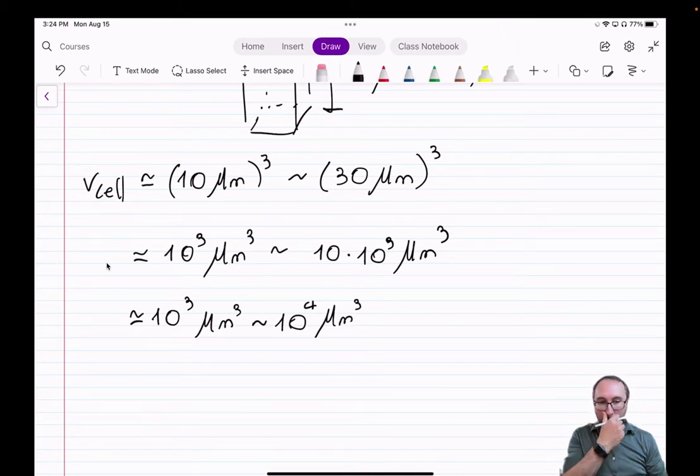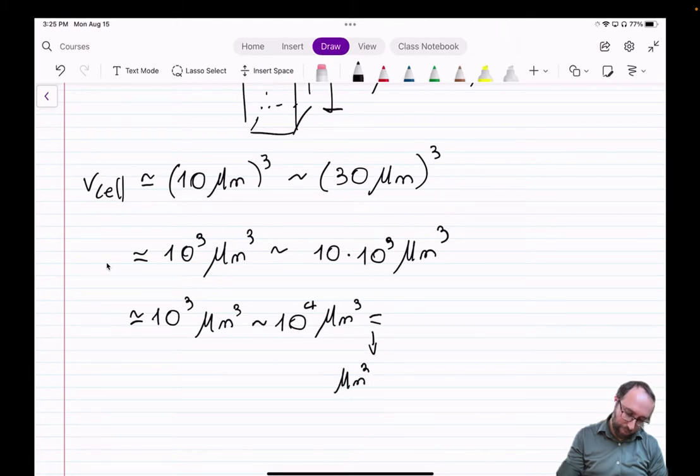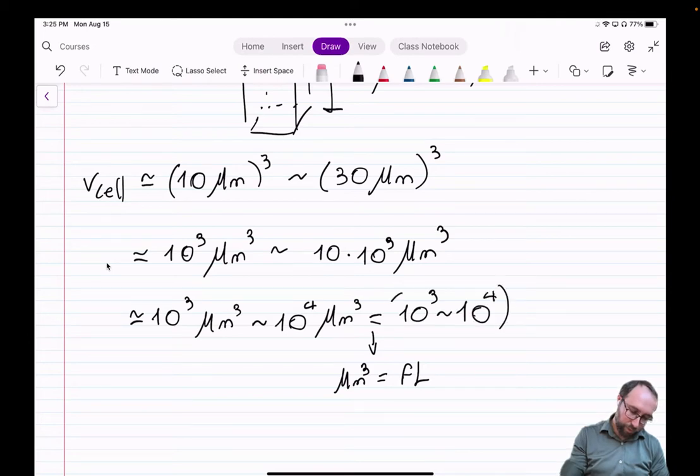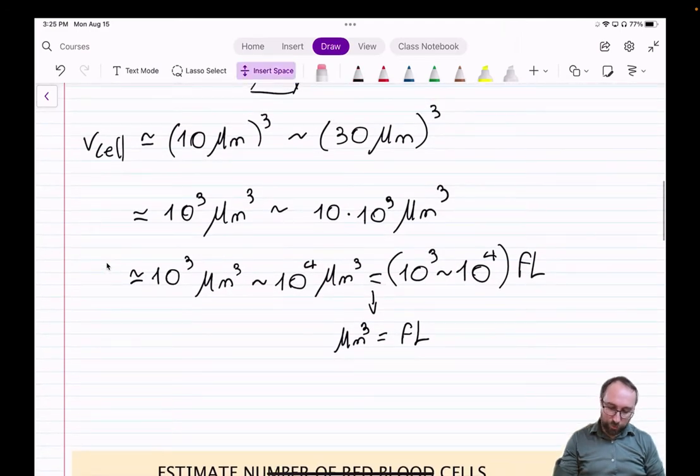Okay, and so let's figure this out. Let's figure out what this means in terms of weight, right? And let's assume that it's all water. So what I'm going to do is this unit conversion, which is very useful to remember in biology, that 1 micrometer cubed is 1 femtoliter. Okay, so what I'm telling you is that this is 10 to the 3 to 10 to the 4 femtoliters.